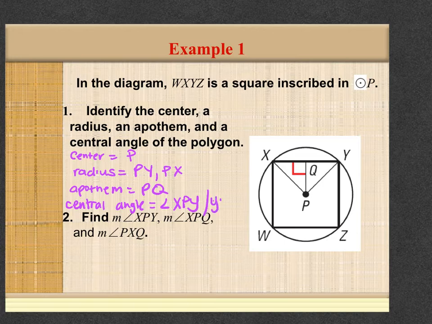XPY or YPX. Good. I could draw in other central angles, but the only one that was already there is that. Okay? And it could be named either way. Good so far? All right, number 2 says find the measure of XPY.